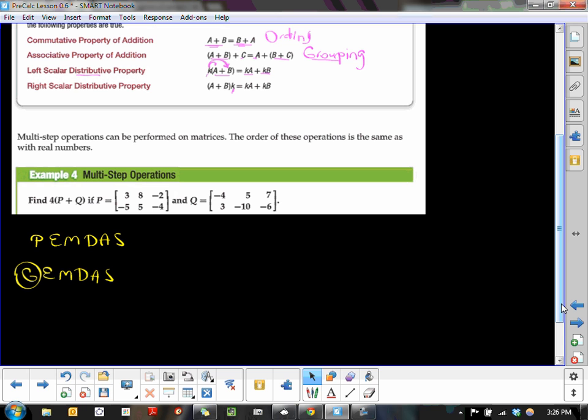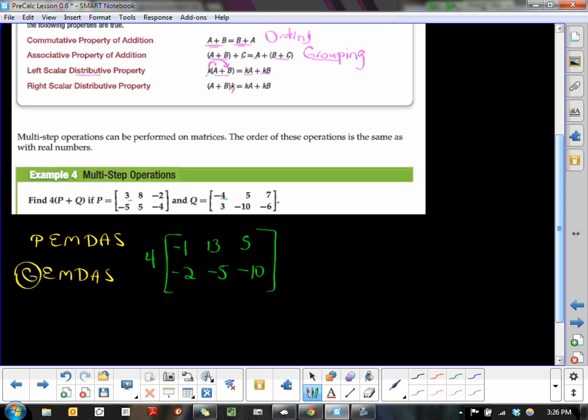So in our first example they give us here, we're supposed to take 4 times the sum of P plus Q. So that's going to be 4 times the matrix that we create when we add P and Q together. So we're going to add P and Q together, so that's -1, 8 and 5 is 13, -2 and 7 is 5, and then we've got -2, -5, and -10. Then we want to take this matrix and multiply it times 4, so we have our scalar multiple out there.